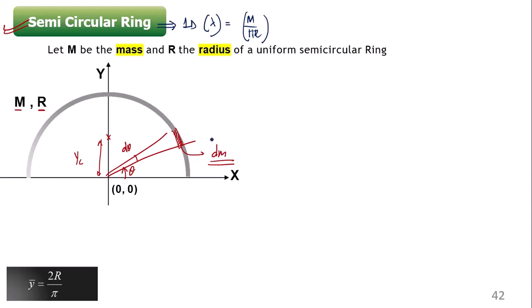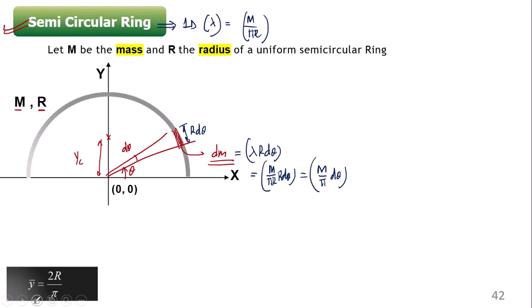So for this dm element, what is this length? That particular length is nothing but r into d theta. Now, corresponding to this dm, can I write that it is lambda into r d theta? Yes. Lambda into r d theta is the dm. So now I can put the value of lambda. Lambda is m by pi r. So m divided by pi r into r d theta. Ultimately, r cancels out. So m by pi into d theta. So that is our dm value.